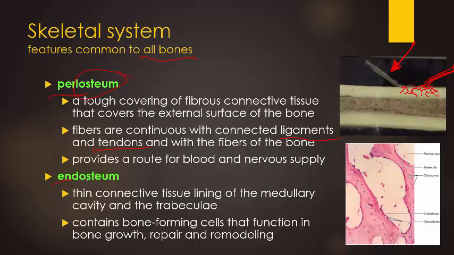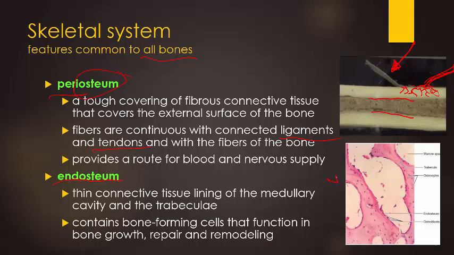The endosteum is another connective tissue layer. This time we see it on the interior of the bone. So the endosteal layer would be right here, lining the medullary cavity.